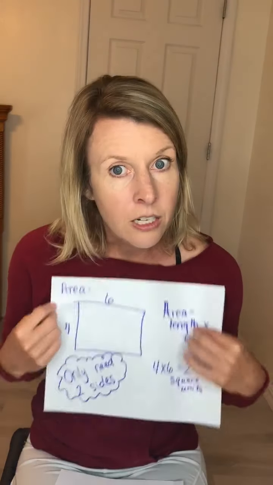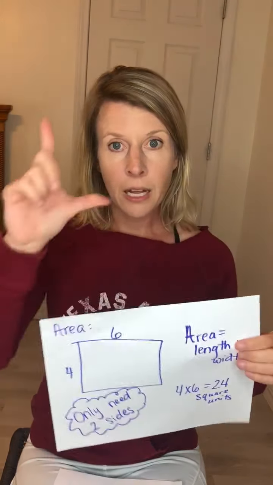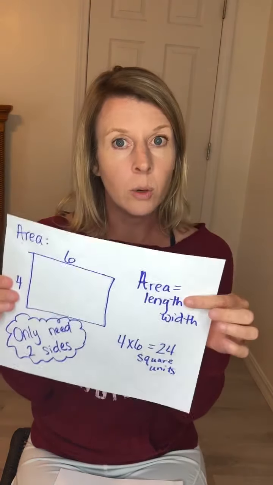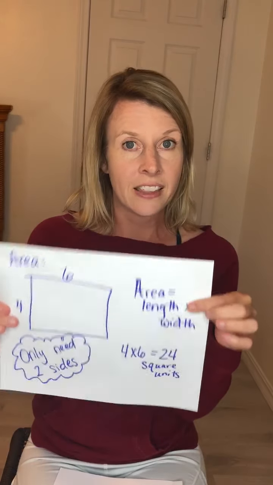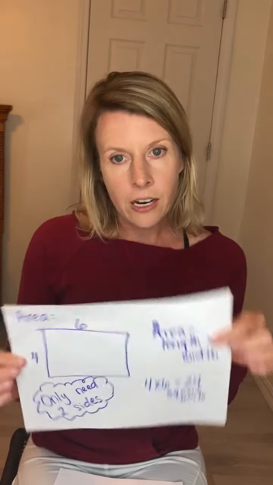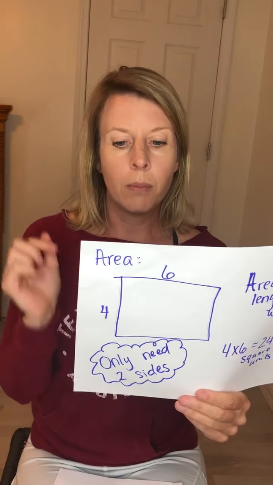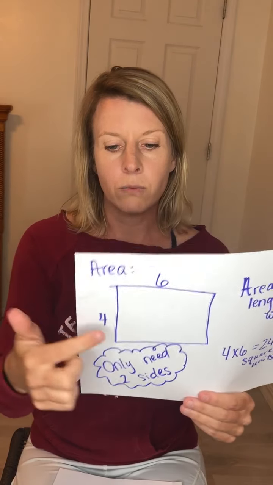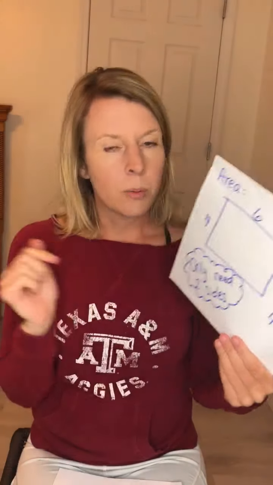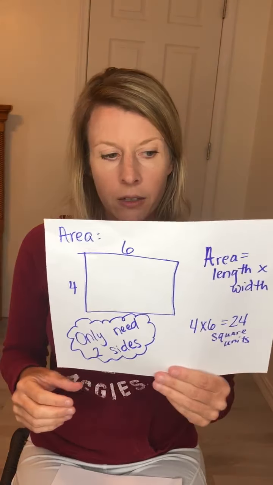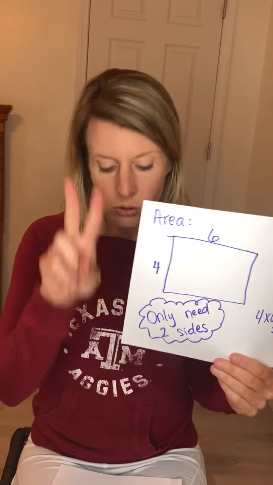Okay? So since we're learning about area, I'm going to start with that. When we find area, and I taught you guys this at school, we multiply the L, the length times the width. Area equals length times width. I know in class I said that a lot. What does area equal? Area equals length times width. So if we have a rectangle, we just need the two sides, 4 and 6, and we would multiply 4 times 6, and we would get 24 square units. So to find area, length times width, we only need 2 sides.